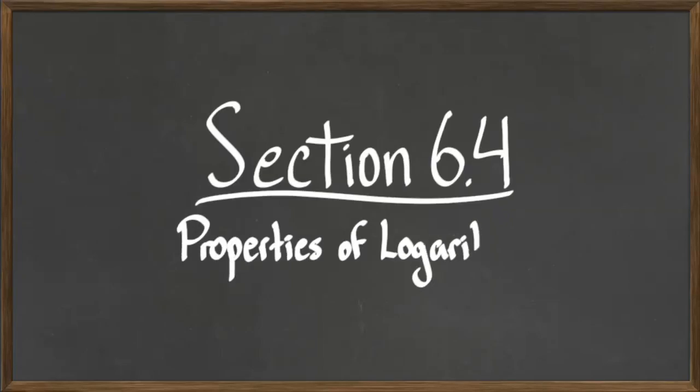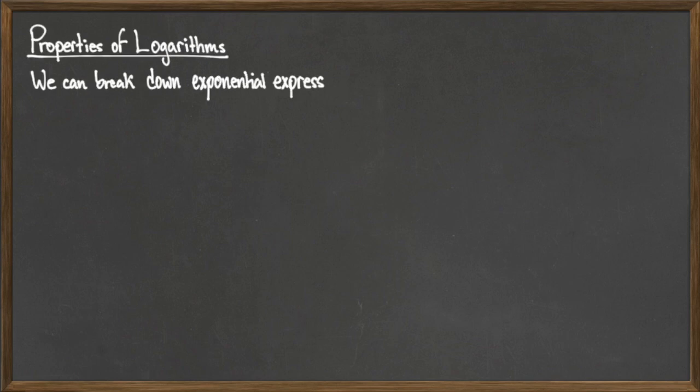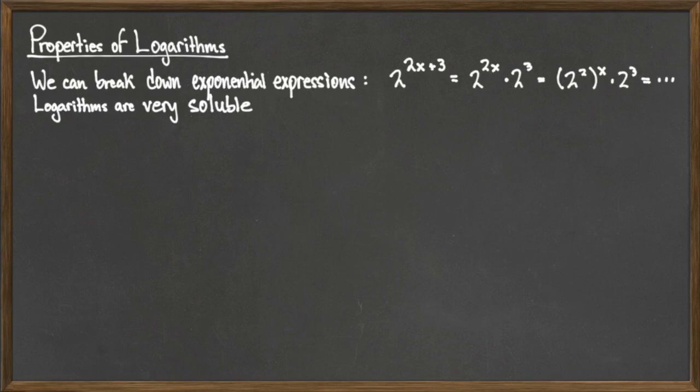Alright, so in section 6.4, we're going to talk about properties of logarithms. First, we can break down exponential terms like we saw in section 1.2 in the following way. If I had 2 to the power of 2x plus 3, I could break that down with this multiplication property, and I could break it down even further with this power to a power rule, and I could keep it going if I wanted to. But the whole point is that exponential terms are very soluble, and so are logarithmic terms.